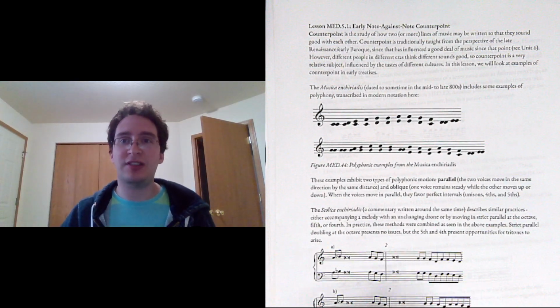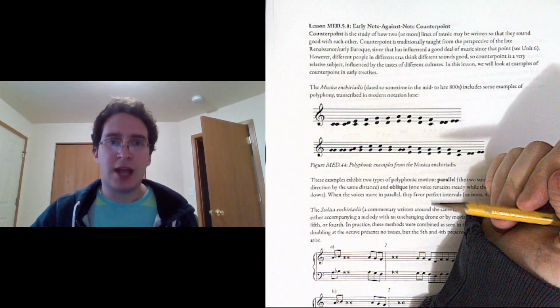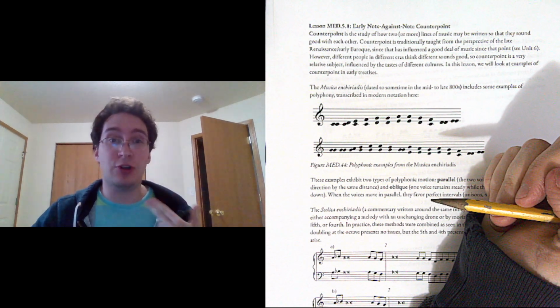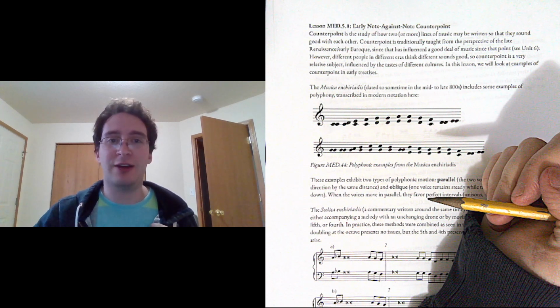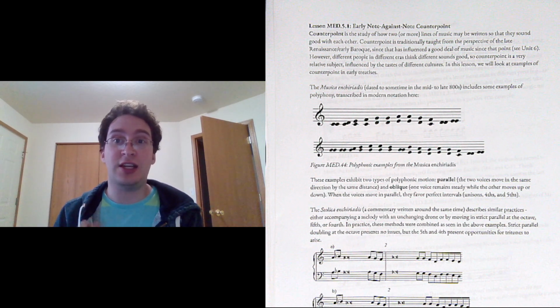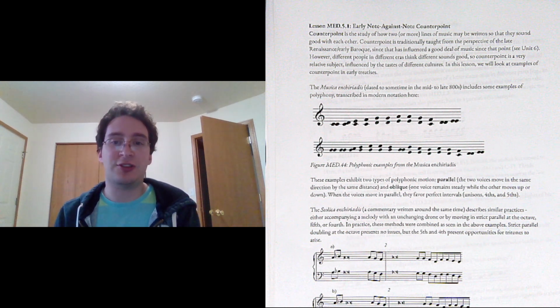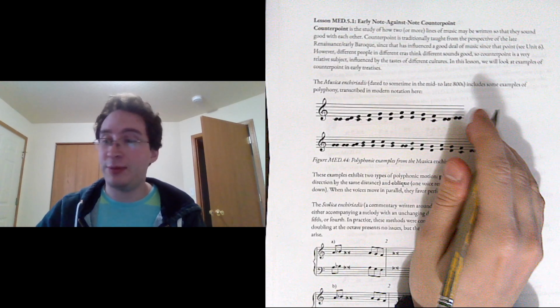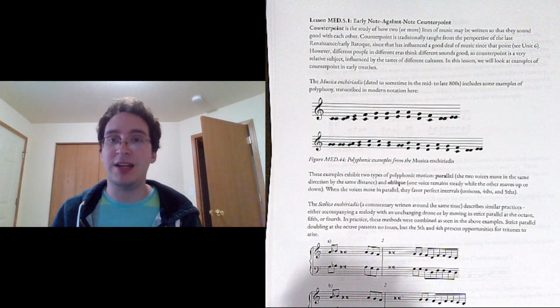Welcome to lesson MED.5.1 on early note against note counterpoint. So counterpoint is the study of how two or more lines of music might be written so that they sound good. Depending on who you are, you might think different things sound good, so historically it's shifted as people have disagreed about what sounds good. If you looked at counterpoint in Unit 6 before coming here, then you got to hear what Baroque Central Western European composers thought sounded good. So now we're going to be looking at how this counterpoint has evolved throughout the medieval era.